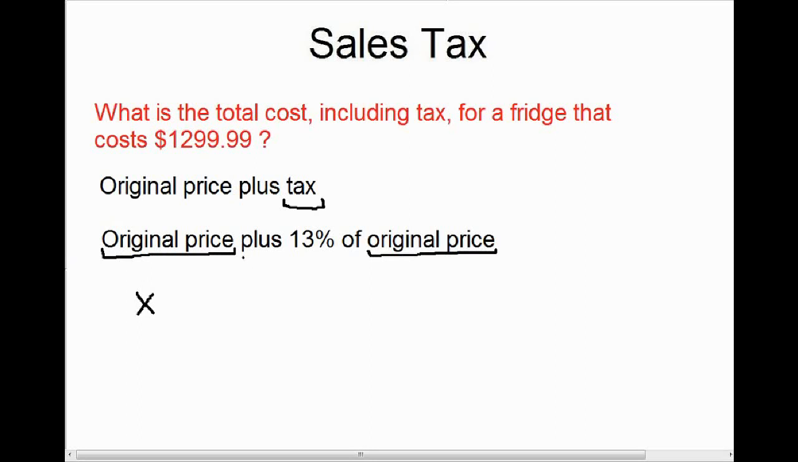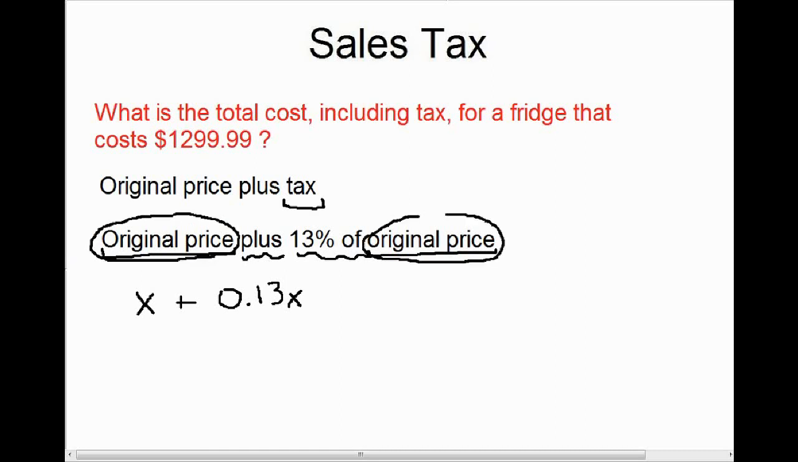Next we have plus, which we translate into adding. And then we've got 13% of the original price. And as we talked about before, to calculate that, it's 0.13 times X. Now I can use the same variable here because it is the same piece of information. Here we're talking about the original price, and here we're talking about the original price in this English sentence. So I can use the same variable.